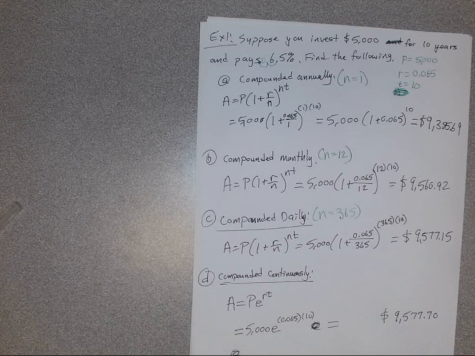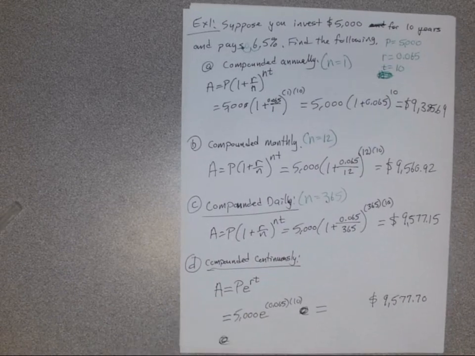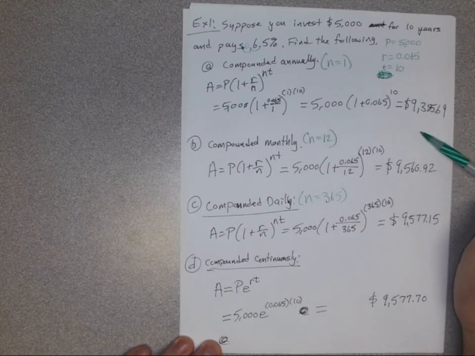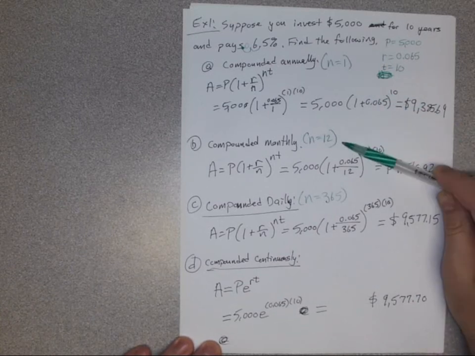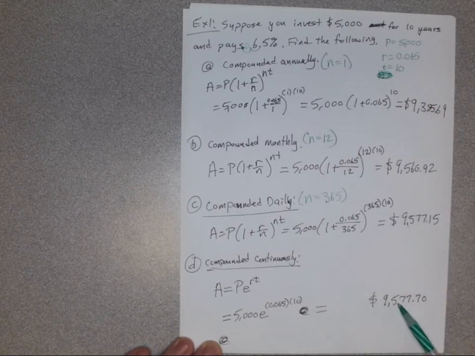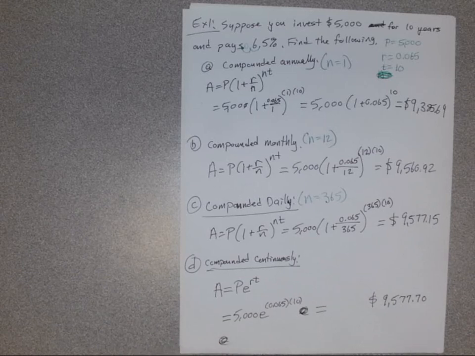All right, what do you notice about our accumulated value as the number of times we compound increases? A increases also. Up here, N was 1, and here's how much we made. Over here, N is 12, and it increased. N is 365, it increased. And now we're compounding continuously, which is the most. All right, that's it for this section.